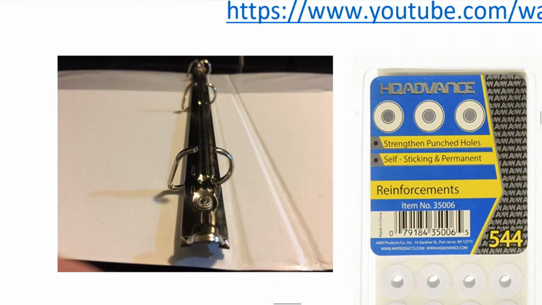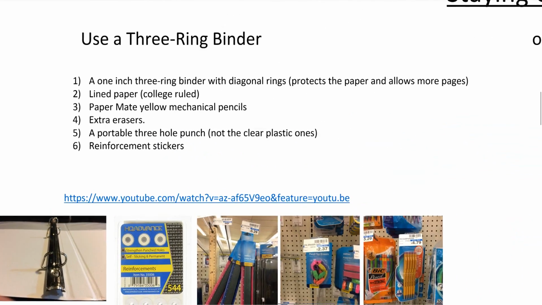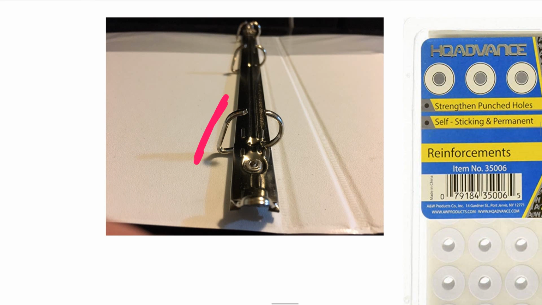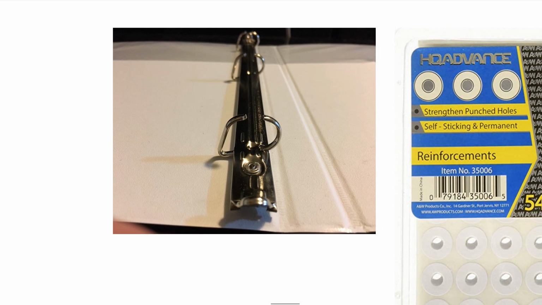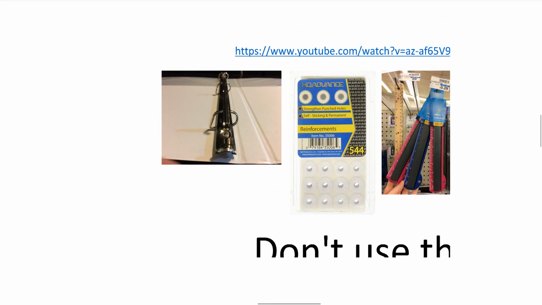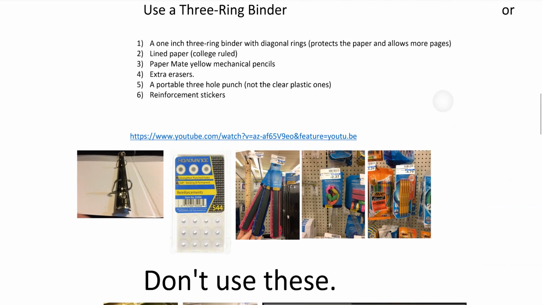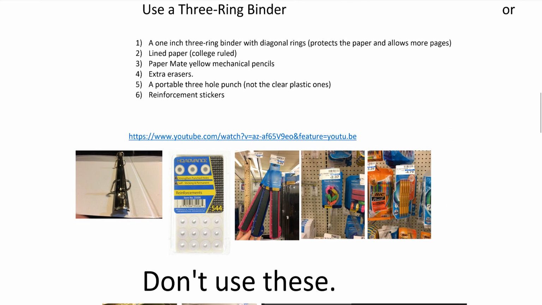And the reason that I want diagonal, notice it says up here diagonal rings. I want you to get diagonal rings as you see here. Notice how it goes off to a slant there. Or I should say slanted rings. What that does is it protects the paper. When you have circular rings, it kind of damages the paper. And also, if you have slanted rings, it allows you to put more paper in the binder. So again, I'm just teaching you the best of the best. You want the best equipment here, and you want to use that equipment from day one.